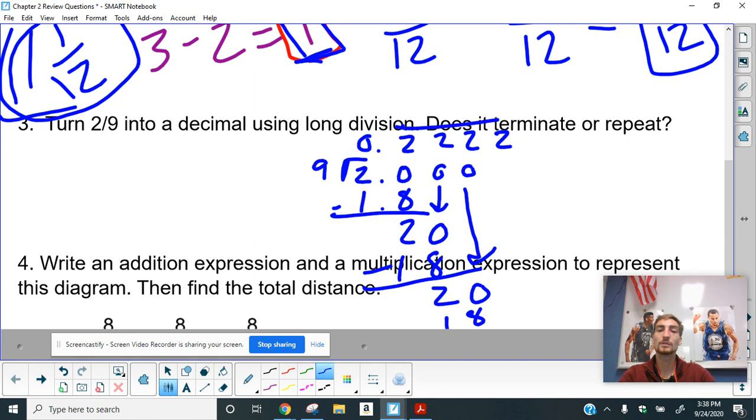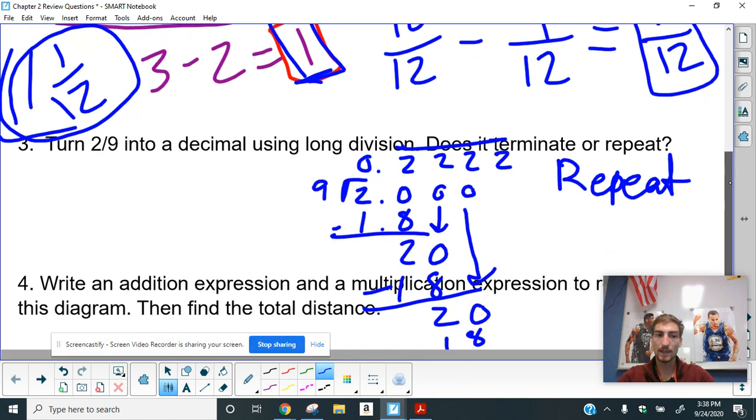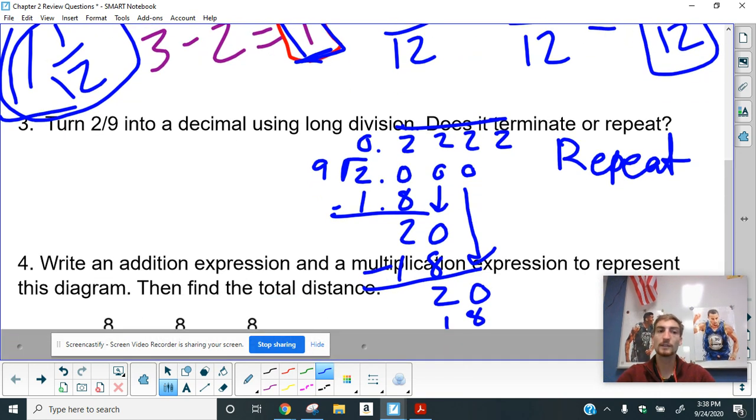So looks like 2s are going to keep going on forever. So I draw this little line above the 2 saying that it will repeat. Will not end, okay? Actually, if it's like 1 divided by 9, 2 divided by 9, 3 divided by 9, anything divided by 9 will be repeating.